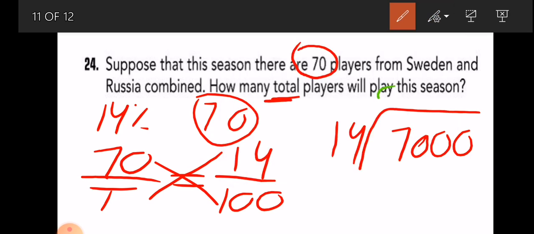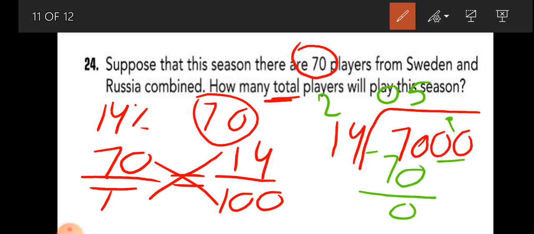Let's do the division. 7 is not enough, so we will use 70. Okay, then 70 divided by 14. Let me try the 5. 4 times 5 is 20. 1 times 5 is 5 plus 2, 7. Subtract, 0. I still have two zeros, put them up. So total number is 500 players.